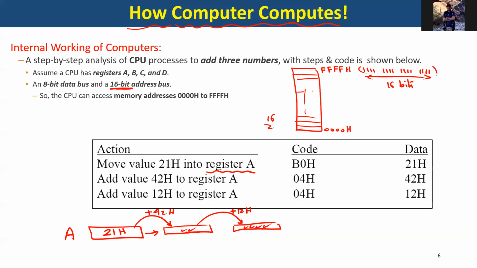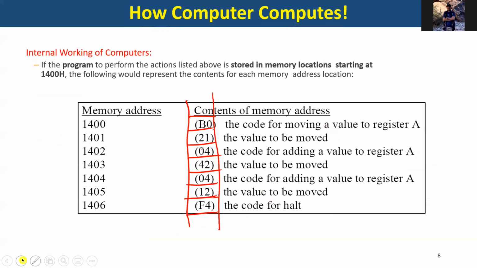And we should imagine that our program is somewhere in between, in 7 locations. That's exactly what we have here. Okay, 7 locations. The first location here has B0, which means move something to A. The thing that we're going to move is stored in the next location. So this is the data. This is the move instruction. This is another instruction, which means add, and this is again data. This is another add instruction, and this is again data.